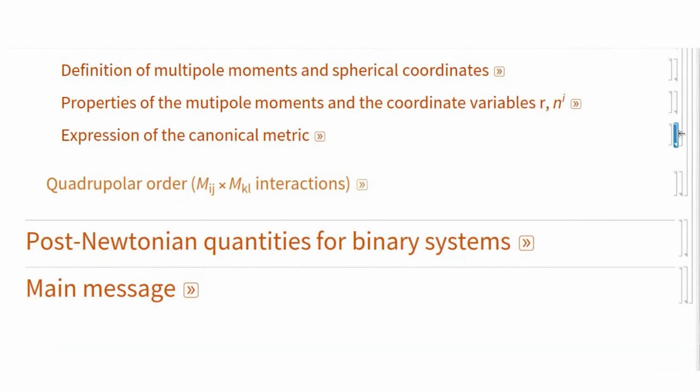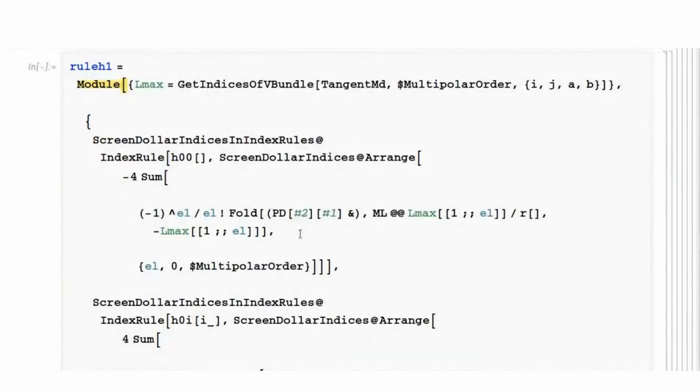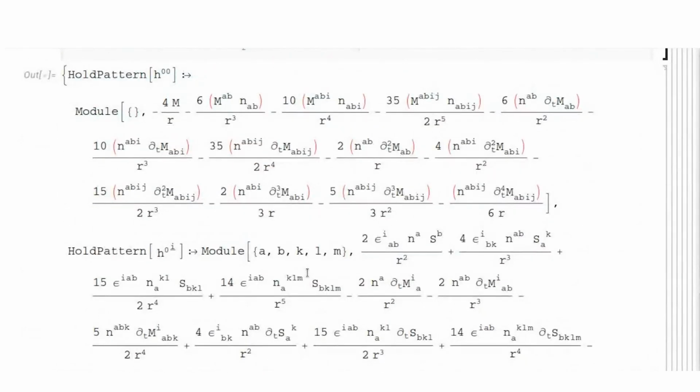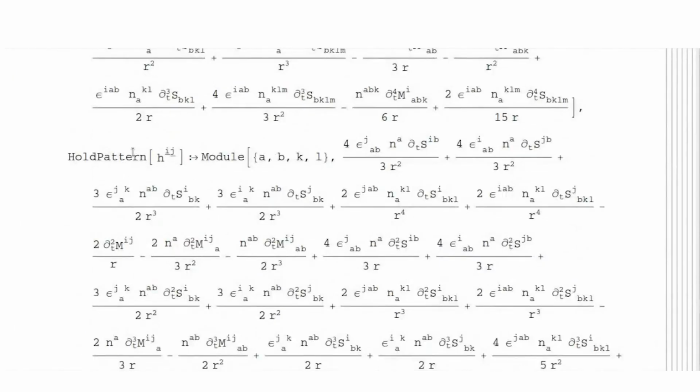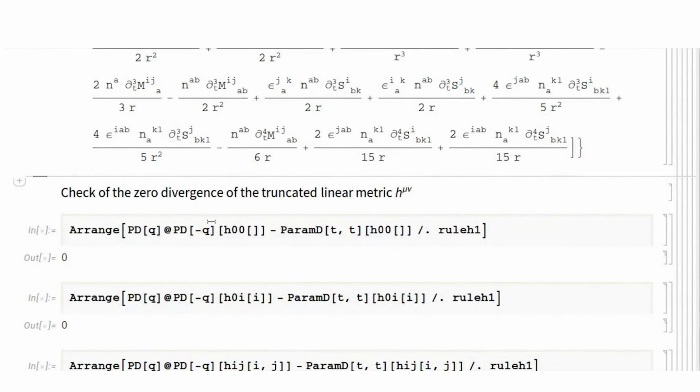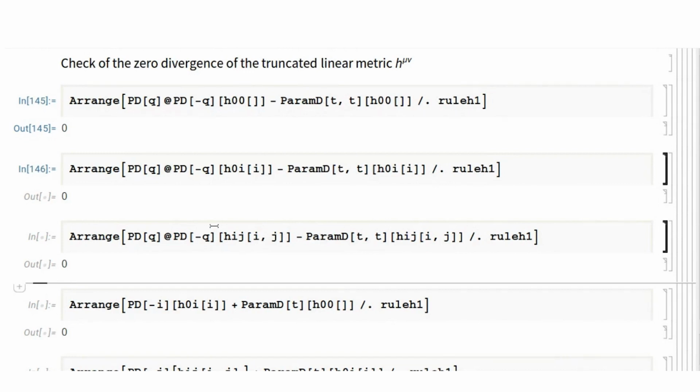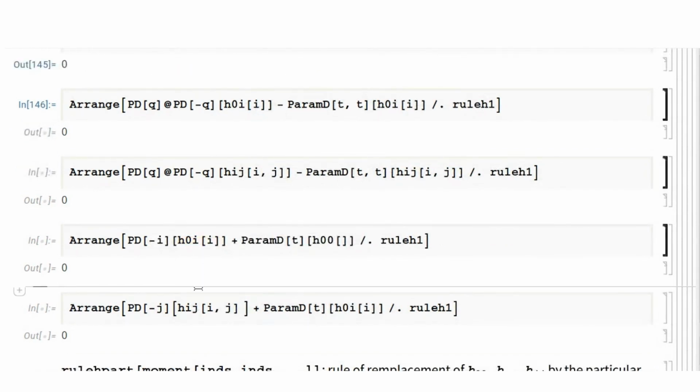Now, I am in a position to start more serious things. So this is the general definition of the linear metric, but I truncate it at some order. Here it's 4. So I obtain the result explicitly at this order 4. This is the 0,0 component of h, the 0i component, and the ij component. And I can check that the result obeys the linearized vacuum Einstein equation. So the source is 0 here. We are in vacuum. Okay, so we expect to find 0, and the gauge conditions are satisfied.